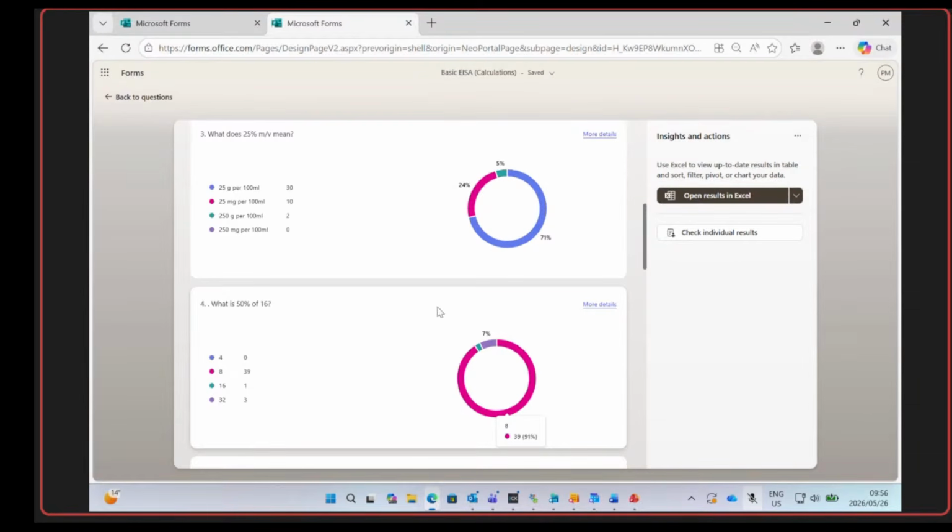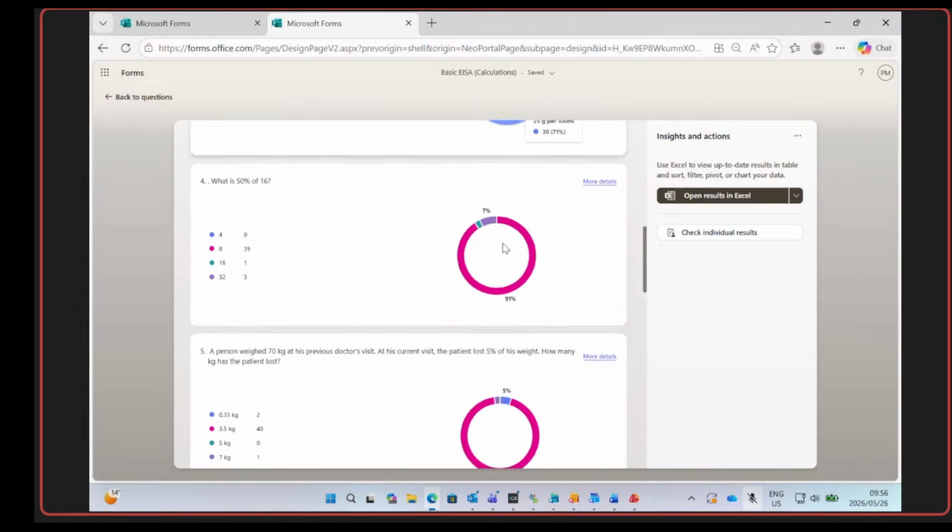The second option is 25 milligrams per 100 mils. The third option is 250 grams per 100 mils. And the last option is 250 milligrams per 100 mils. So please pay attention. When we're saying percentage, it means 25 grams per 100 milliliters. So the correct answer there is the first one, and I see that 71% of you got that correct.